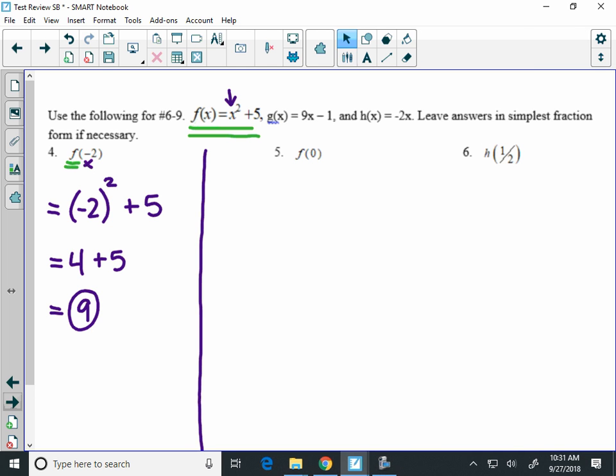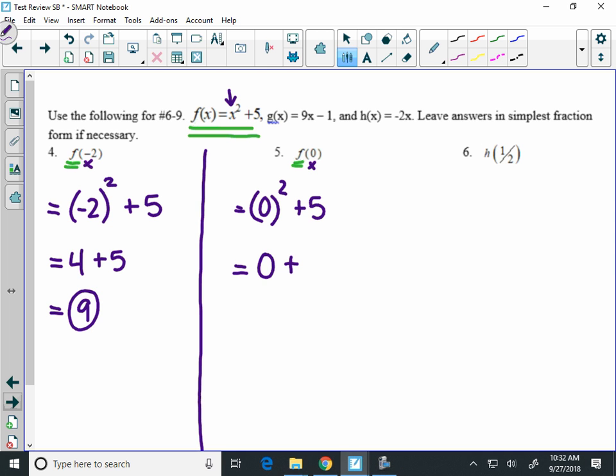On this next one, it also says f of 0, so I'm still using that same function of f. The 0 is in the parentheses, so it's an x value. And you're going to put 0 in for x, square it, plus 5. Well, 0 squared is 0 plus 5, which gives you an output of 5.